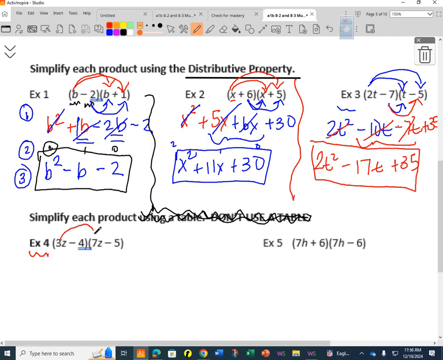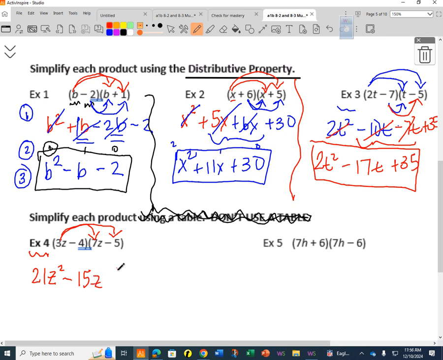Very good. Distribute the 3z to the 7z. That means you're multiplying them. Number times number, 3 times 7 is 21. Z times z, we have to know that's z squared. What do we do next, Keishan? Perfect. So when we write negative 15z, it's minus 15z, right?